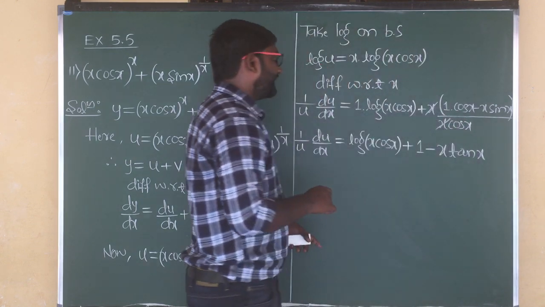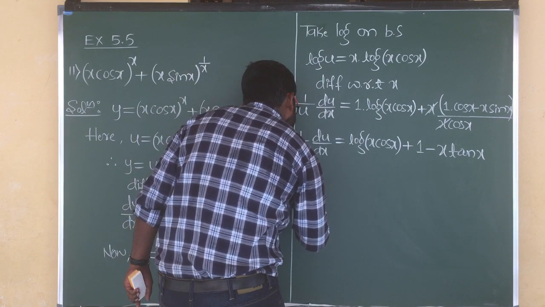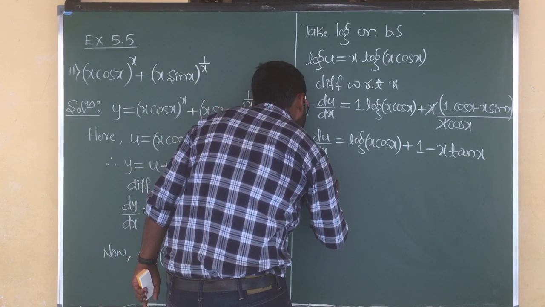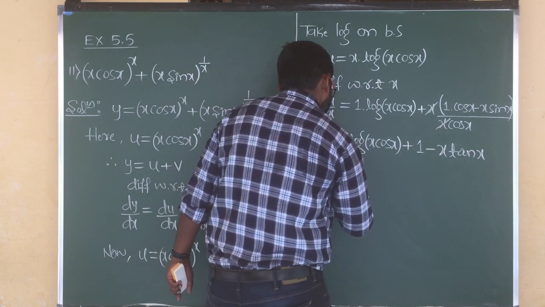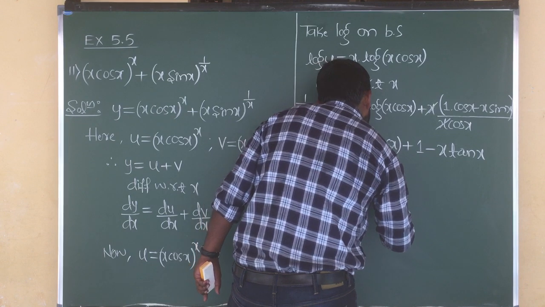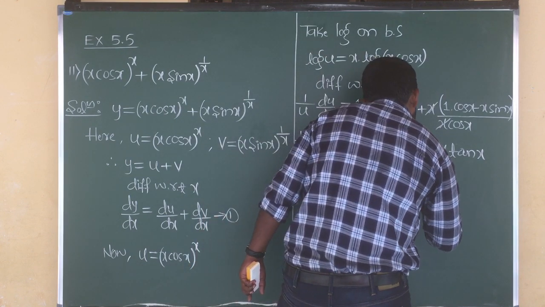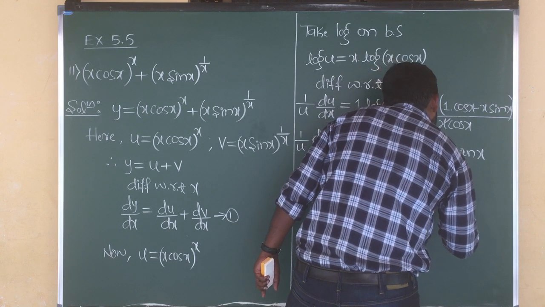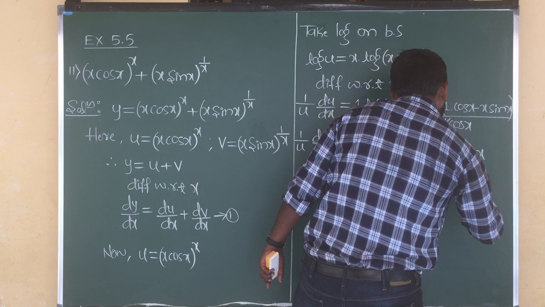So now in the next step, I take u to the RHS. So du by dx is equal to u times this particular term as it is: log of x cos x plus 1 minus x tan x.